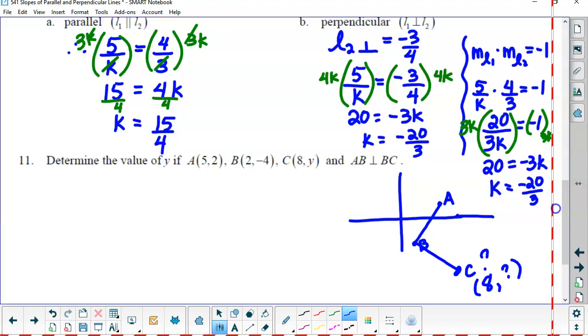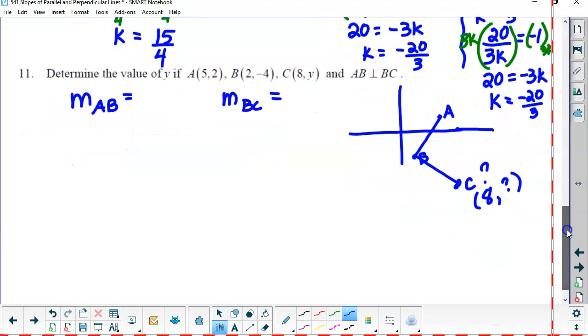So find the slope of AB. Then find the slope of BC. BC will have a y in it. You won't be able to calculate the actual value. So remember your formula for slope: slope is y2 minus y1 over x2 minus x1.